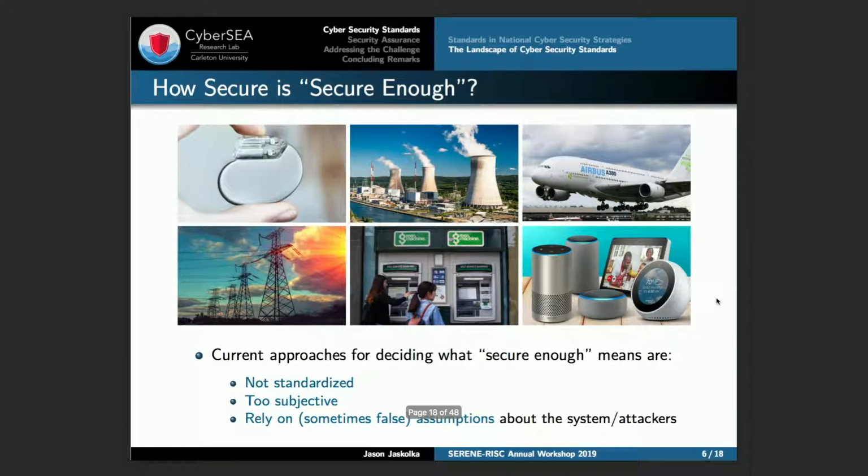And then finally, when we start employing this sort of subjective view onto what secure enough means, we often make many assumptions about the way the system operates and the way in which adversaries would try to attack these systems. And it is sometimes the case that these assumptions are false, which means that everything we do as a result of this starts crumbling down.